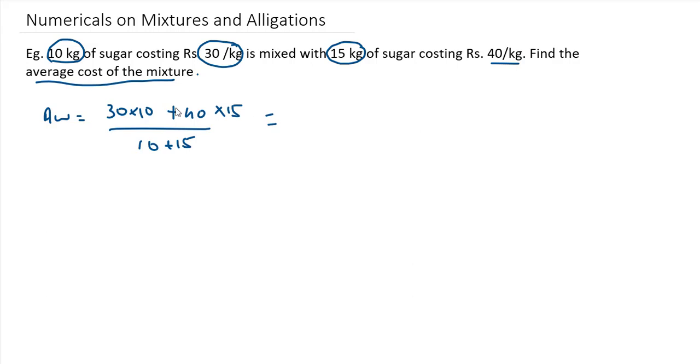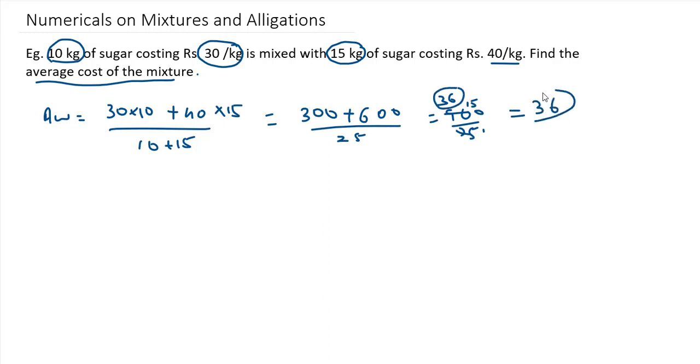So the average cost of the mixture will be given by 300 plus 600 divided by 25, which will be 900 divided by 25. 25 ones are 25, 25 threes are 75, 15, which will be 6. So average cost of this mixture will be rupees 36 per kg. Let us take one more example.